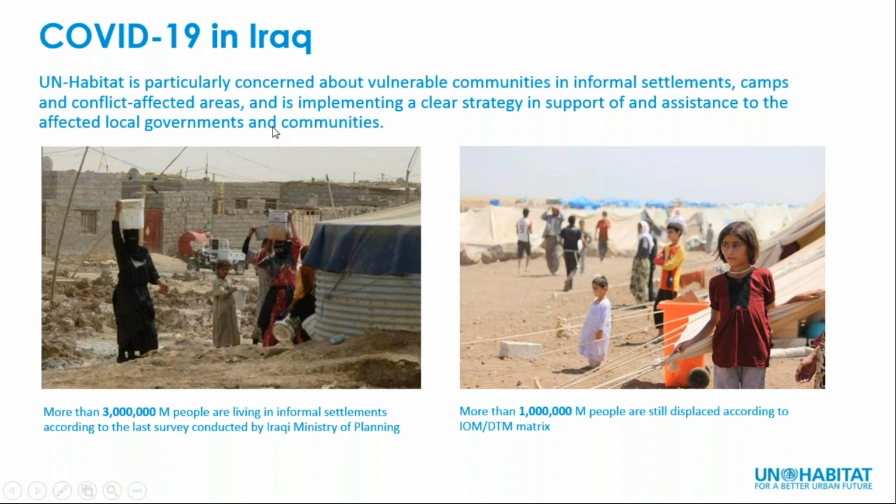But what we are focusing on in UN Habitat is the vulnerable communities in informal settlements and the conflict-affected areas. As you know, in Iraq, more than 3 million people are living in informal settlements, and more than 1 million are still displaced, according to the IOM DTM matrix.